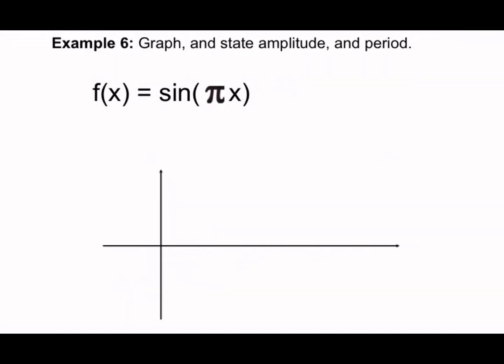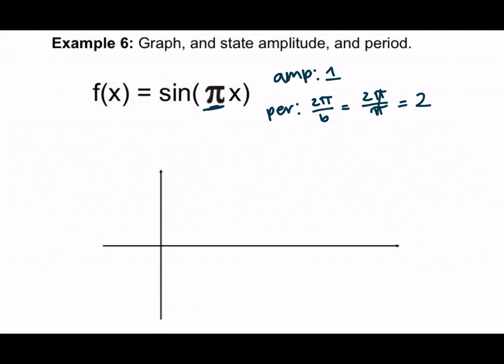Next one, we have sine of pi x. So here the amplitude is 1, and the period we need to calculate. So the period is 2 pi over b, which gives me 2 pi over, here my b value is pi. So this simplifies nicely to just 2. So here's 1, here's -1, and then over here it's just 2.